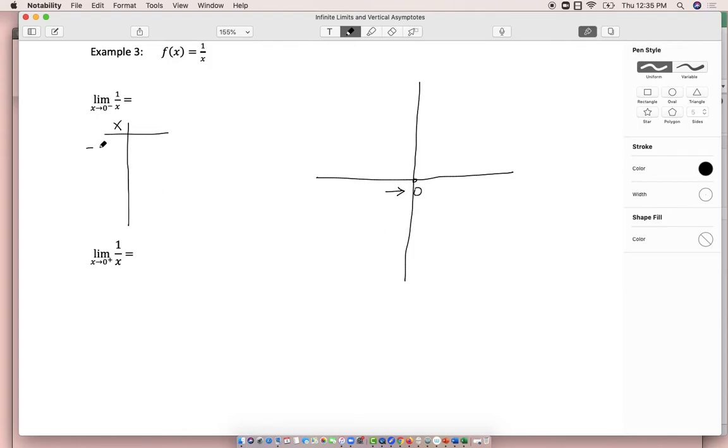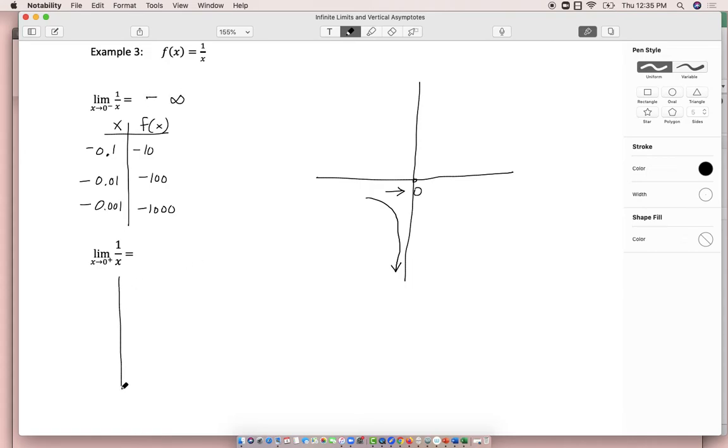So let me go minus 0.1. And when I plug in minus 0.1, I get minus 10. When I plug in minus 0.01, I get minus 100. Remember, 0.1 is 1/10. 1 over 1/10 is negative 10. Minus 0.001 gives minus 1,000. So what's happening is this graph is doing this. So this answer here is negative infinity.